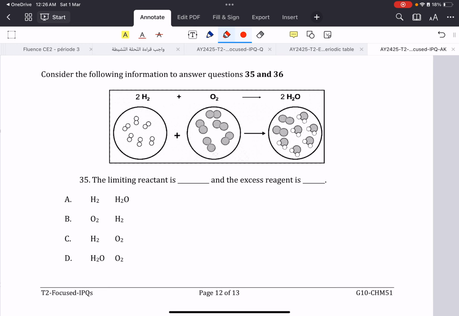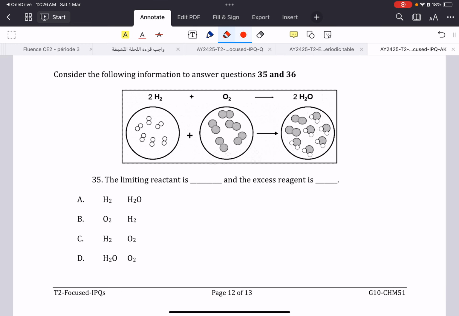What if a diagram is given to you and you need to find the limiting and excess reactants? In this case, all I can tell you is count and count and count. I have 1, 2, 3, 4, 5, and 6. 6 moles of H2. So here we have 6 moles of H2.